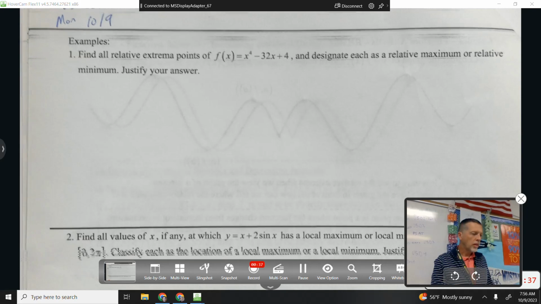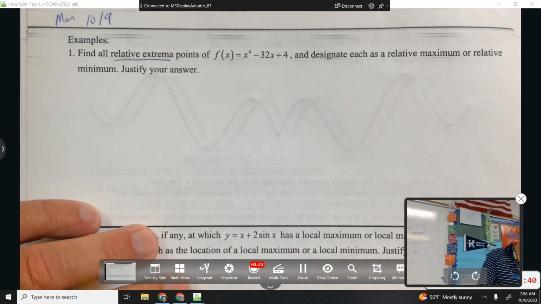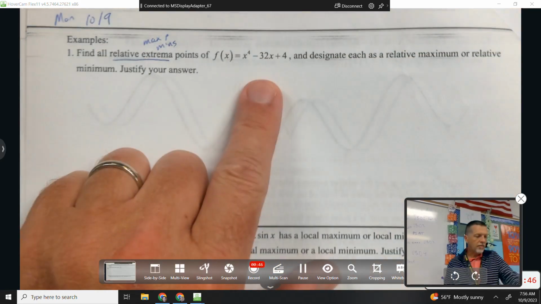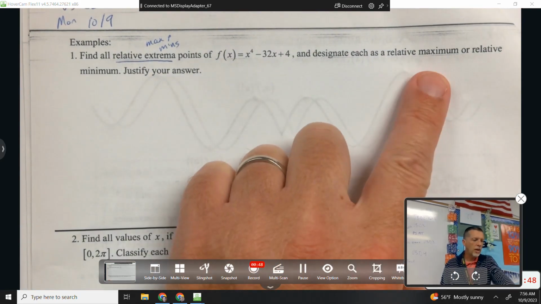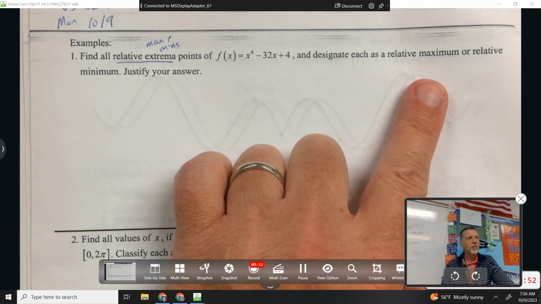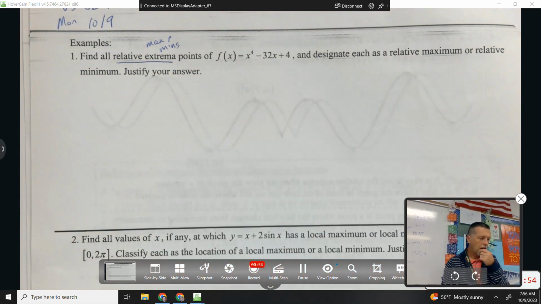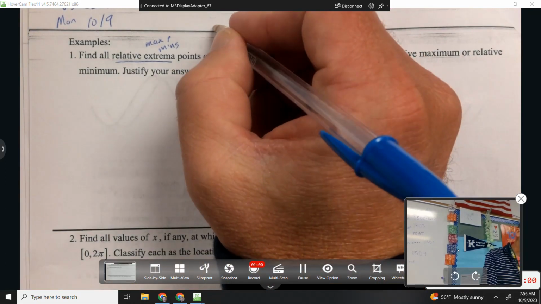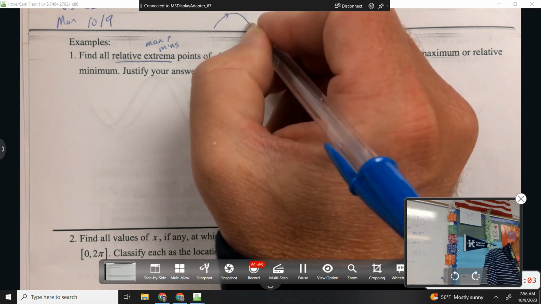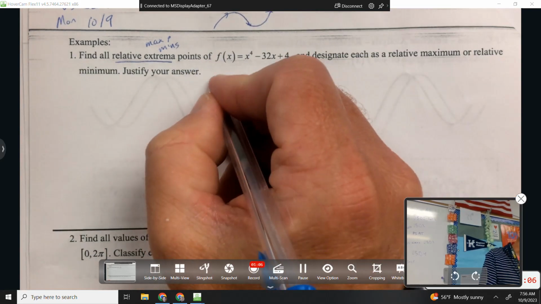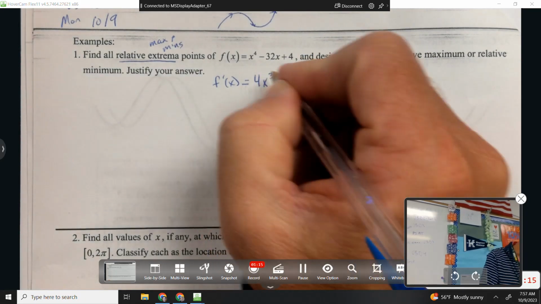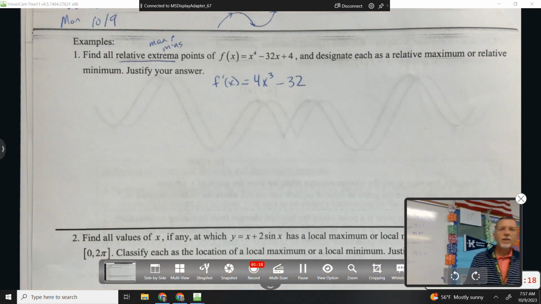Okay, find all relative extrema, so that means maximums and mins, for that function, and designate each as a relative maximum or a relative minimum. So don't just say here's the extrema, tell us which one it is. Well, I know maximums and minimums happen when f prime changes positive to negative or negative to positive. So let's find f prime, and then go from there and see where we land. So 4x cubed minus 32.